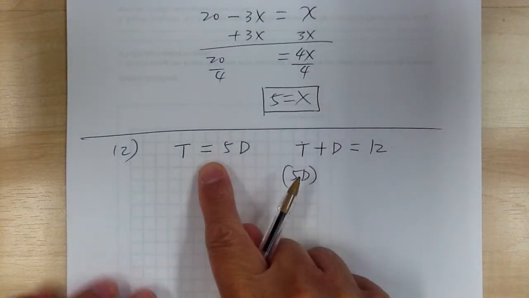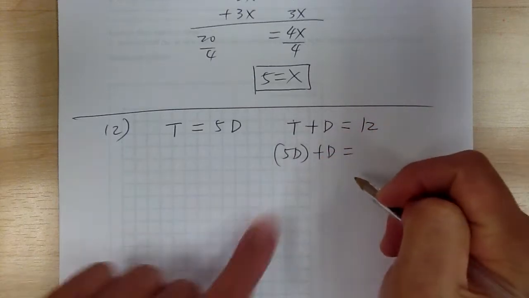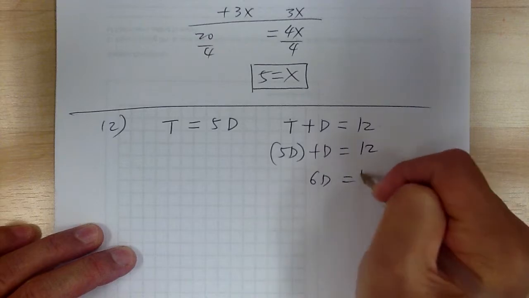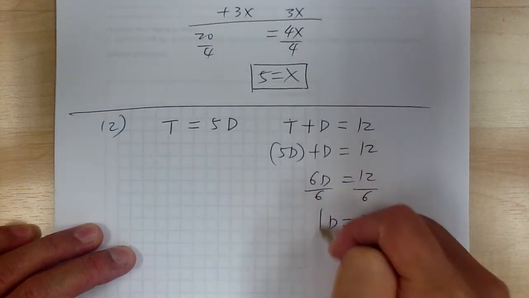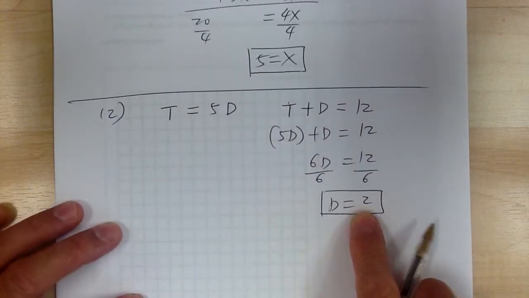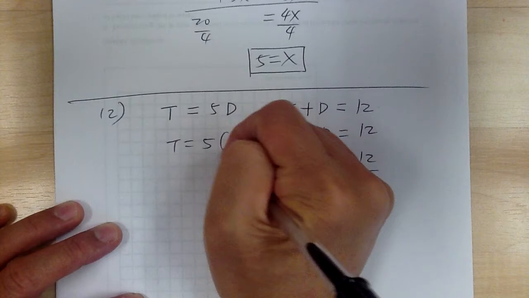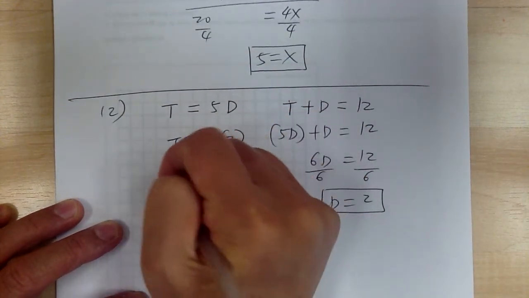Again, whenever you see an equal sign, that's when you can substitute. And when you substitute, you put it in parentheses. So you get 6D equals 12, divided by 6, so D equals 2. And once you find D equals 2, you come over here and substitute in here. And so you multiply, so T equals 10.